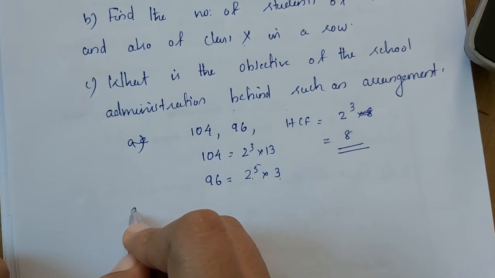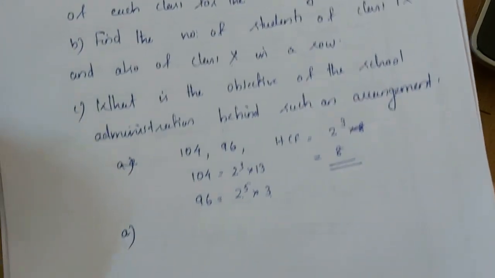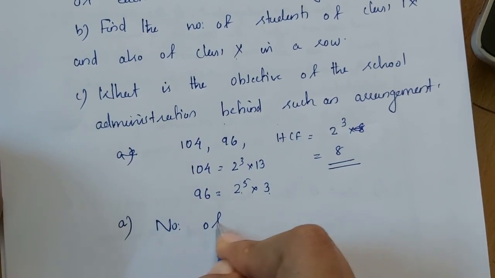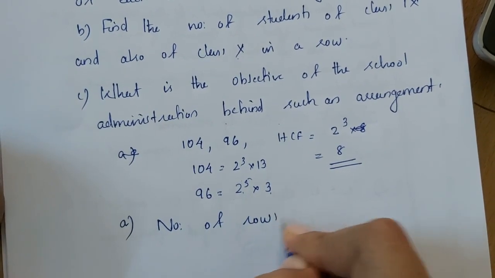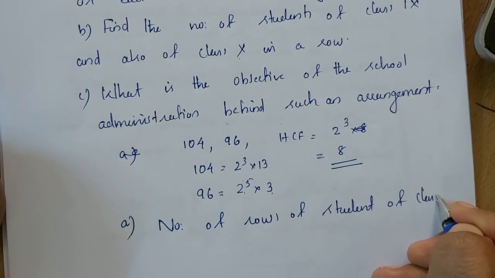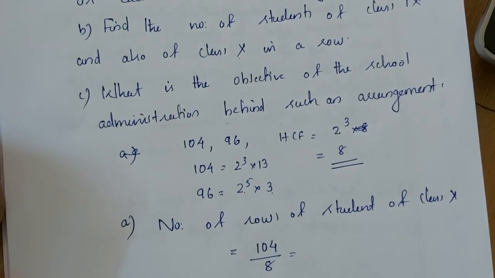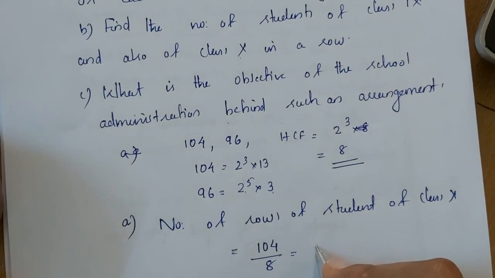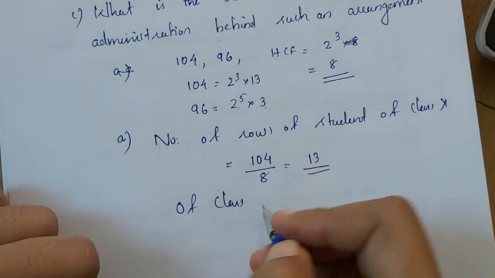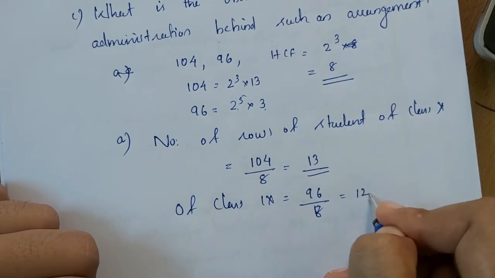Let's go to the first question. Find the maximum number of parallel rows of each class for the seating arrangement. The number of rows of students of class 10 is equal to 104 divided by 8, the total number of students divided by the common value, which is equal to 13. Similarly, for class 9 it is 96 divided by 8, which is equal to 12.